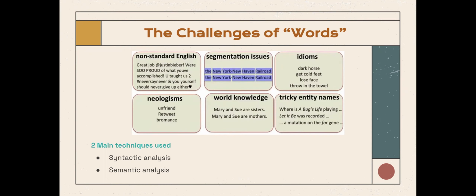So to break it down, we use two main techniques. One is syntactic analysis, which is the grammar and structure of the sentence. And next is semantic analysis, which focuses on the words being used.